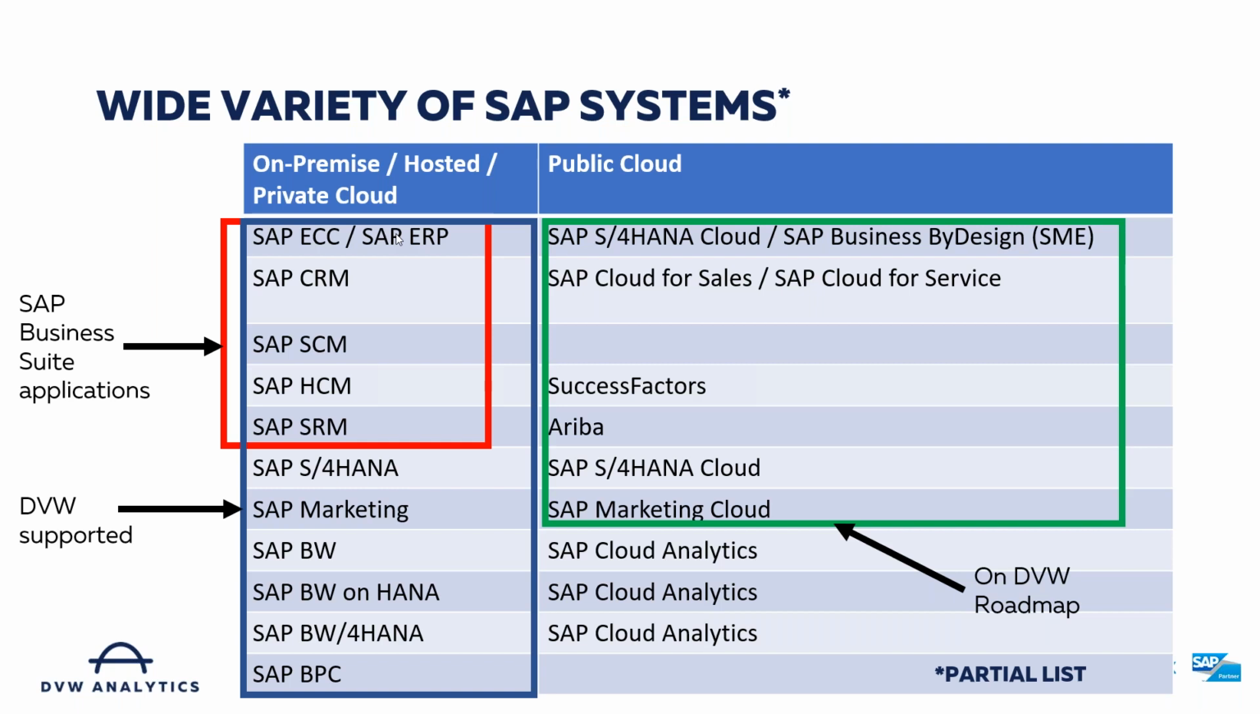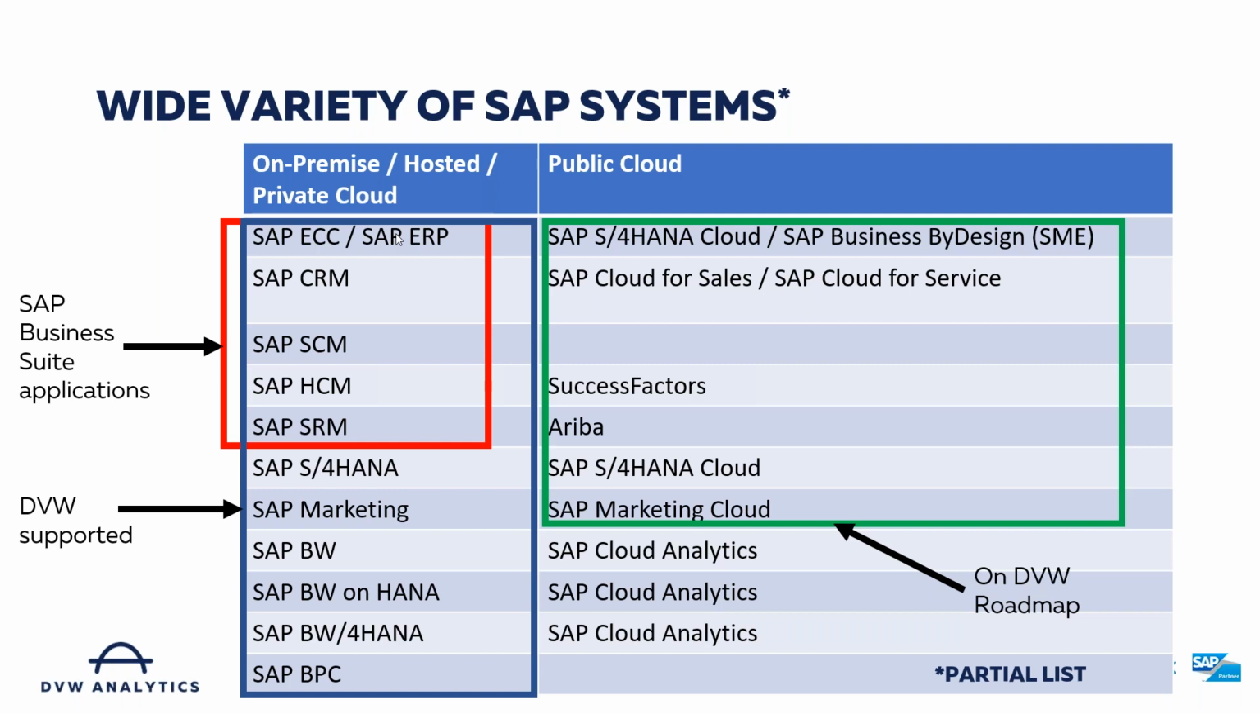So what I'm saying here is that from an access perspective, in terms of the types of systems you may want to extract data from, any system that is branded as an SAP Business Suite application, we can extract data from into Alteryx. SAP S/4HANA, we can extract data from into Alteryx. SAP Marketing, we can extract data from into Alteryx.